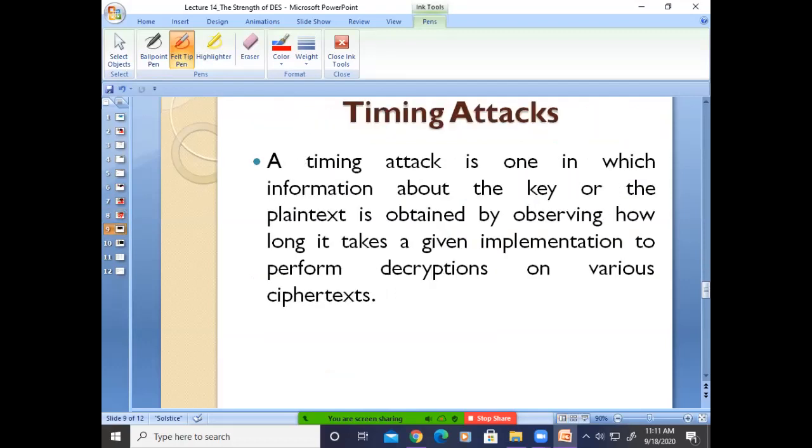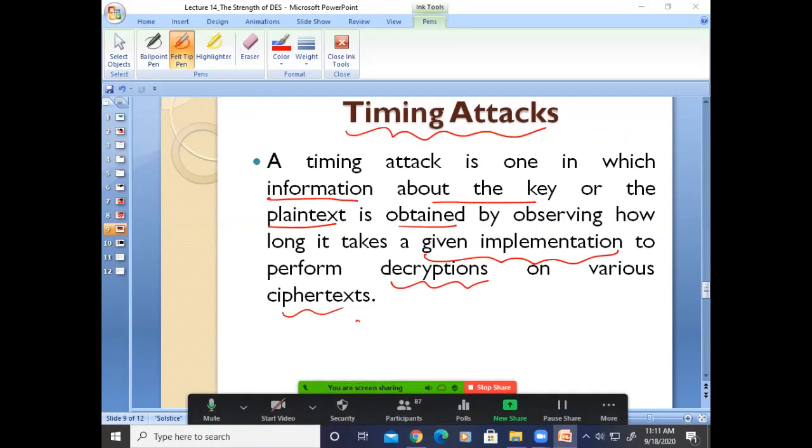Next one is the timing attacks. So anyway, the timing attacks are a less likely possibility, or we can say the DES algorithm is easily resistant to these timing attacks. But what is a timing attack? It's very simple. Information about the key or the plain text is obtained by observing how long an implementation or the algorithm takes to perform decryptions on various ciphertexts.